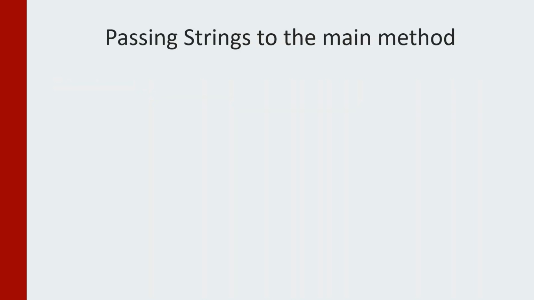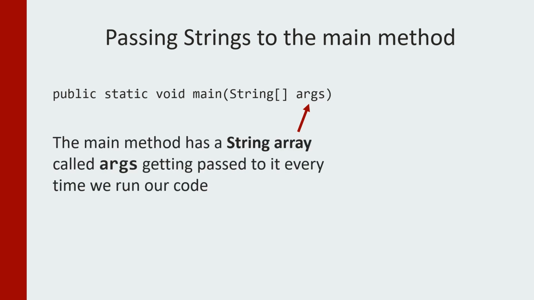Moving on, I would like to talk about passing strings to the main method. So remember, every time we've started a Java program, we always have a main method, and it's public static void main, and in parentheses, I have string open and close square bracket args. And we've not yet talked about what's inside these parentheses. But now that we know what arrays are, we can start to understand what this means. The main method is taking as a parameter a string array that's called args that gets passed to it every time we run our code.